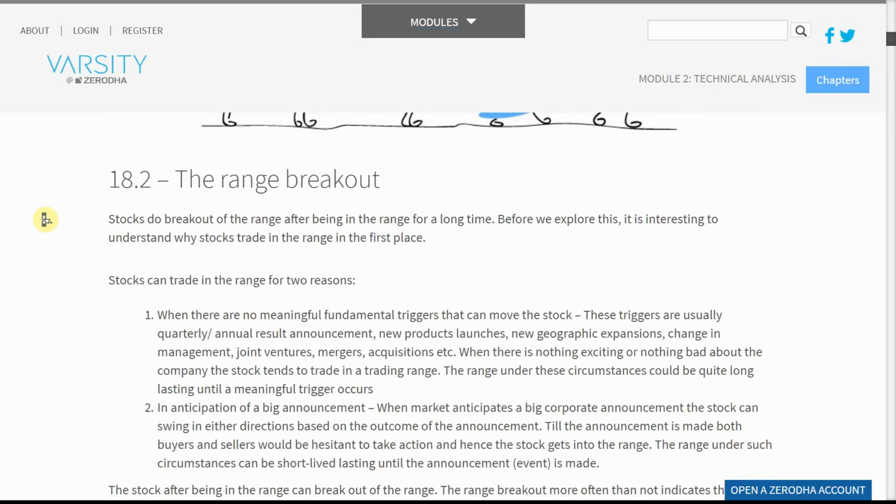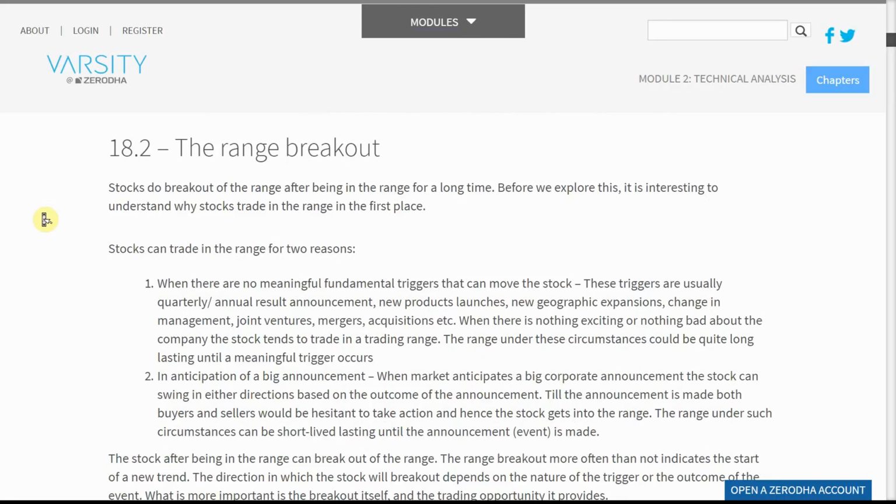18.2 The range breakout. Stocks do break out of the range after being in the range for a long time. Before we explore this, it is interesting to understand why stocks trade in the range in the first place. Stocks can trade in the range for 2 reasons. When there are no meaningful fundamental triggers that can move the stock, these triggers are usually quarterly, annual result announcement, new products launches, new geographic expansions, change in management, joint ventures, mergers, acquisitions, etc.